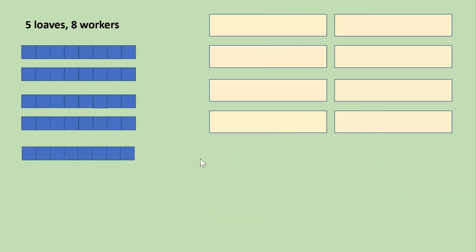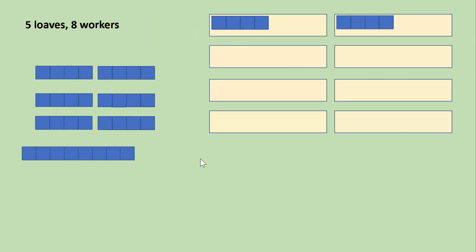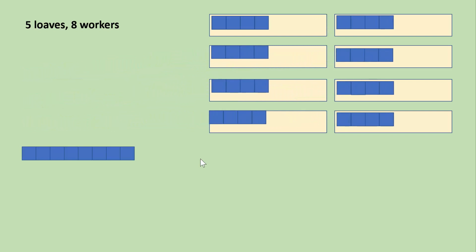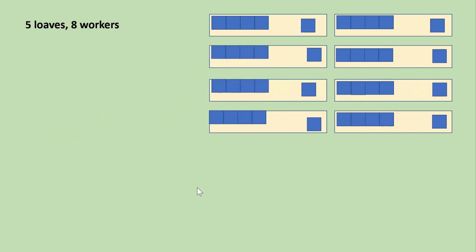5 loaves and 8 workers. This is a little bit of an easier one, I think. With 5 loaves, we can easily give everybody a half. So the first 4 loaves, we just split those into half, and everybody gets that. And then the remaining loaf just needs to be split into 8 parts. So what we got here was a half and an 1/8, making up 5/8.